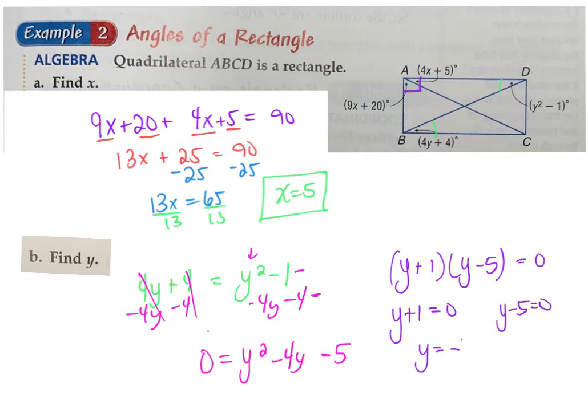So y can either equal negative 1 or positive 5. You do want to plug this back in to make sure it works. Just like on the other one, it was x squared. We plugged it back in and those were legitimate sides. If I plug this back in here, I'm going to have a little bit of a problem.